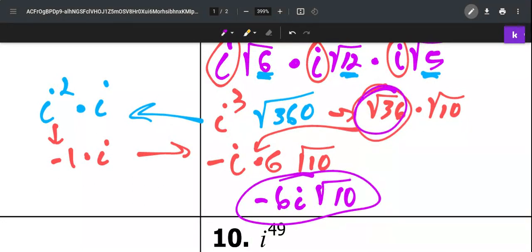So remember, anything you take out of a radical, make sure you multiply by what's already outside of the radical. And in this case, the 6 would just multiply and give us negative 6i.